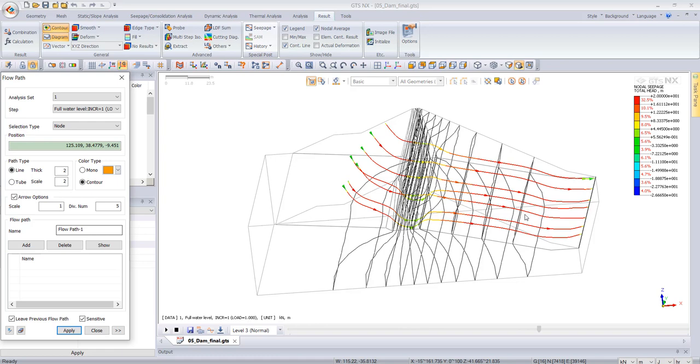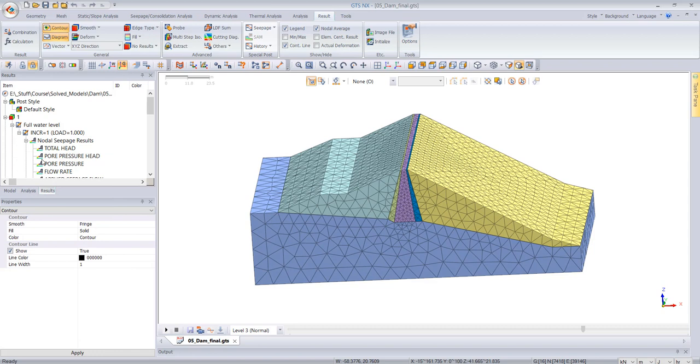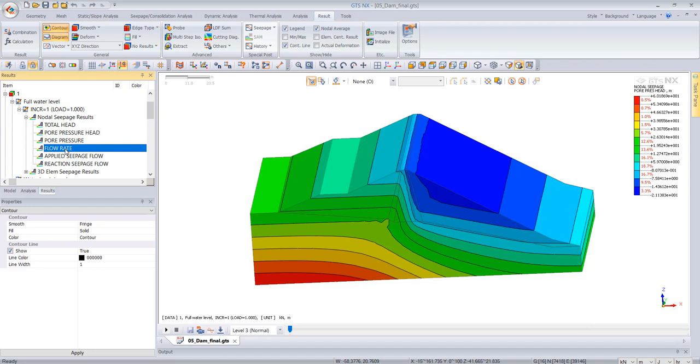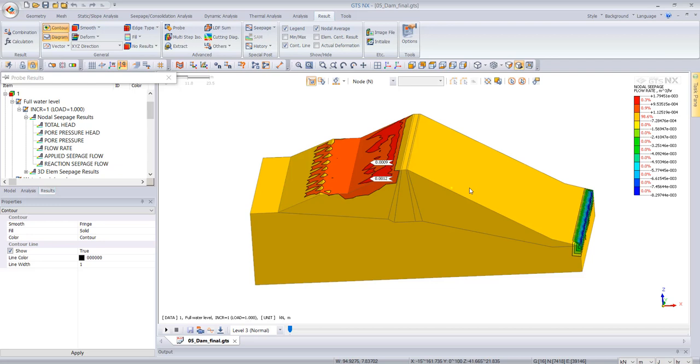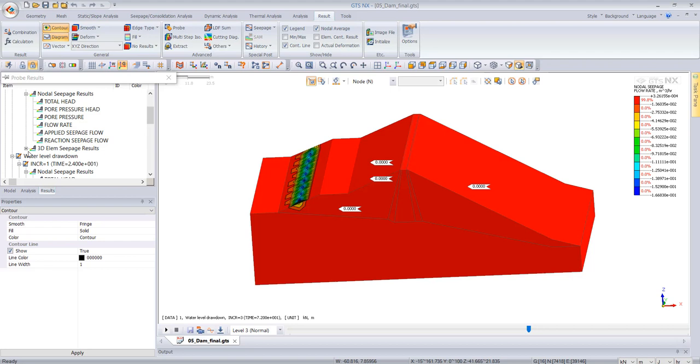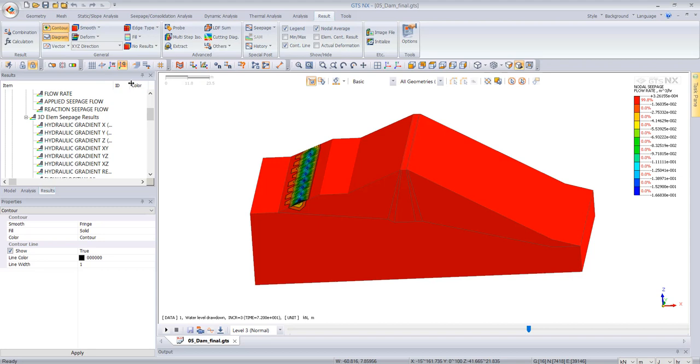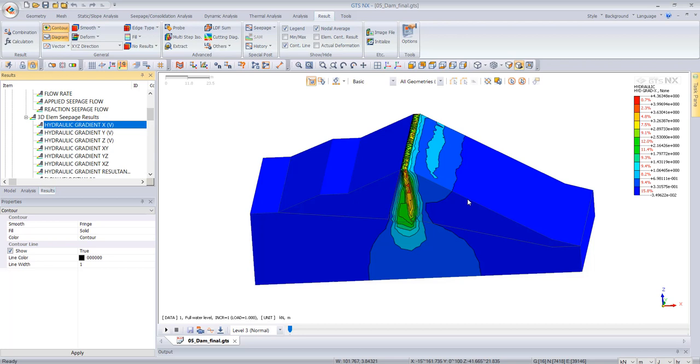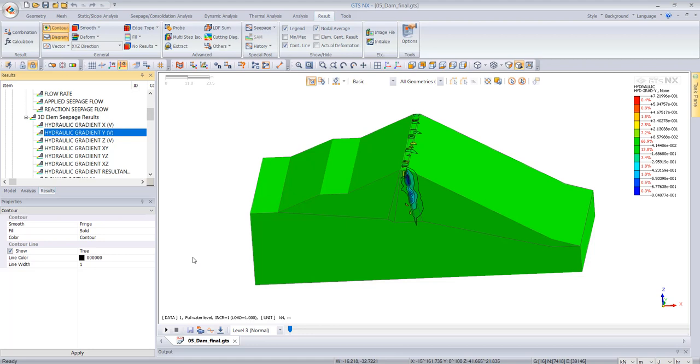We can add as many paths as we want. We can start to view here the pore pressure head. We can view the flow rate. So we can see here that there is no flow, and here we can see that it increases. We can look here at the 3D element results, so we can see the conductivity and hydraulic gradient. We know now what the hydraulic gradient is in the X direction, and this is in the Y direction, and in the Z direction.